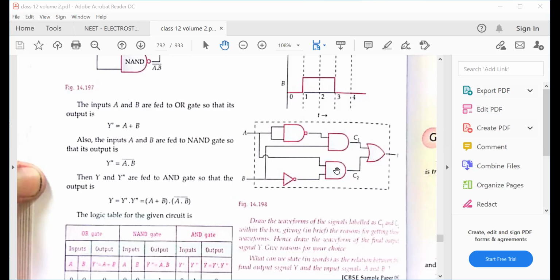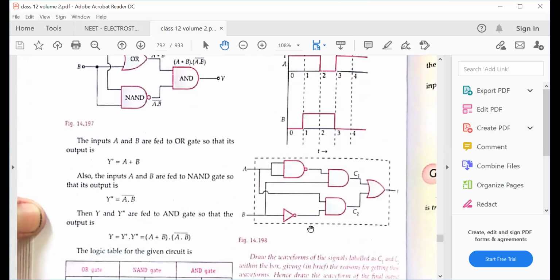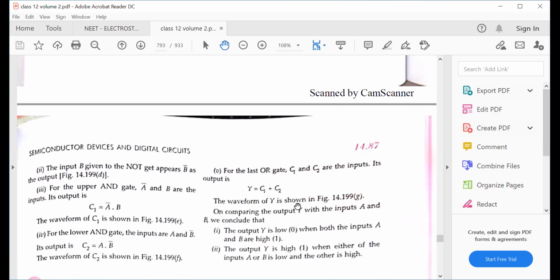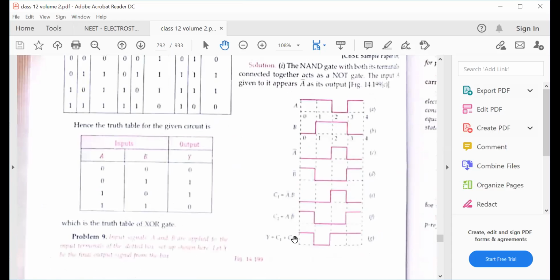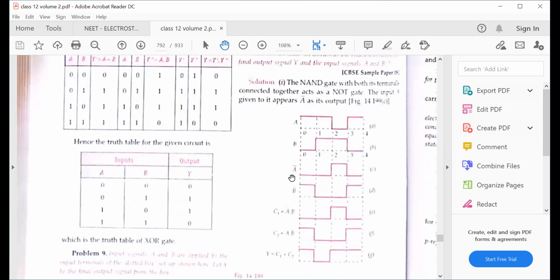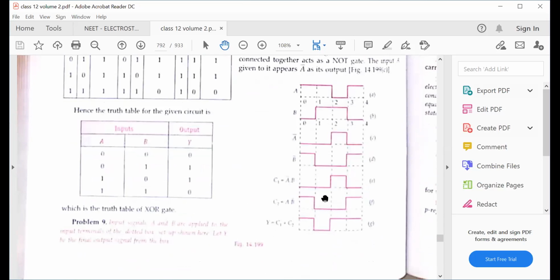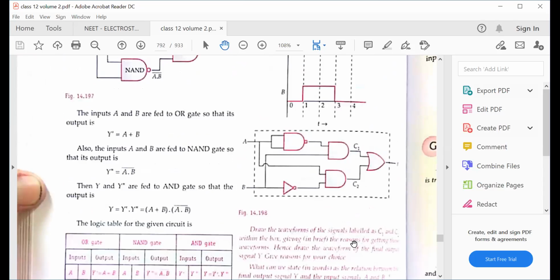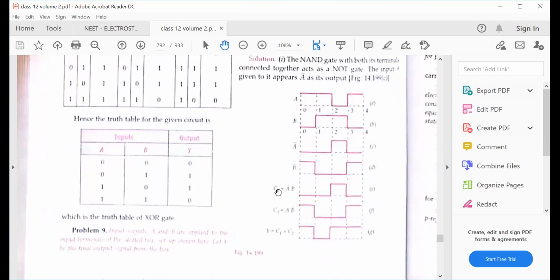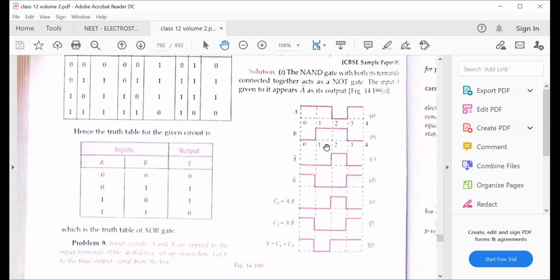Got the answer? So 0110. 0110 for this question. Let's see. Zero. No, ma'am. 1011. So these are your waveforms. You can check it. 0001 1011. It depends upon the waveforms, you can see. Okay, anyway, I'll send this one so you can practice later.